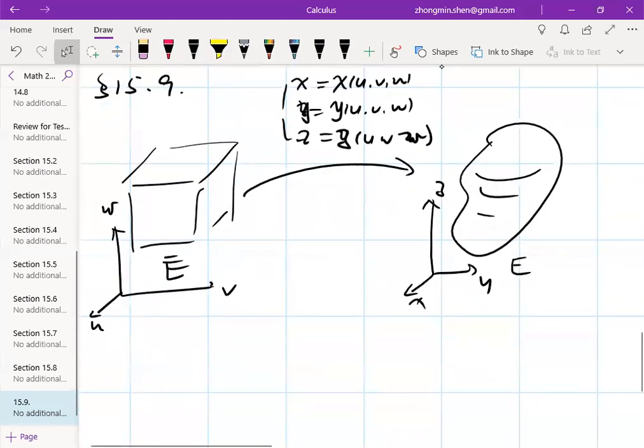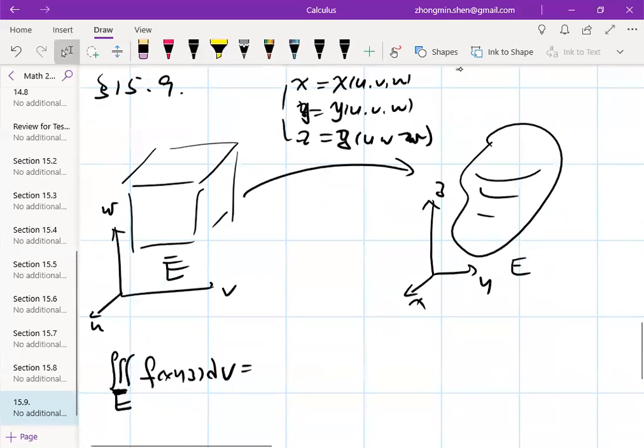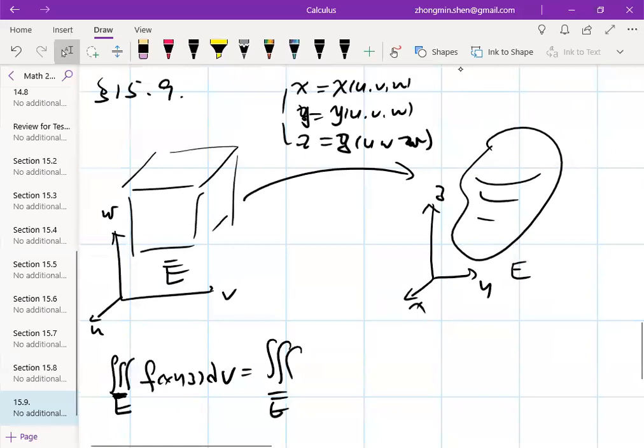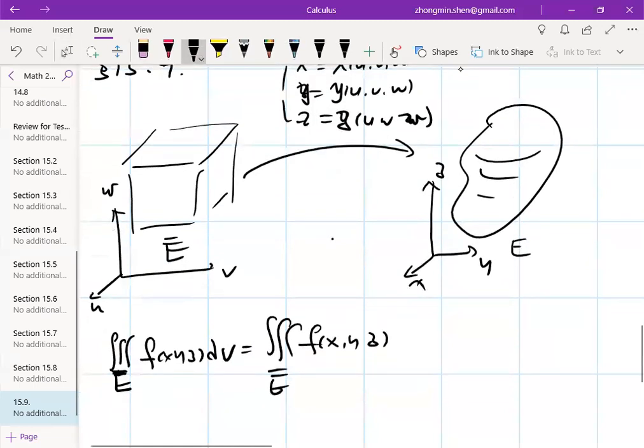Then the triple integral will become, for any function, this triple integral over the E bar. And F is still X, Y, Z, and you have to replace that by U, V, W. So this part is going to be the absolute value of this Jacobian. So what is that?